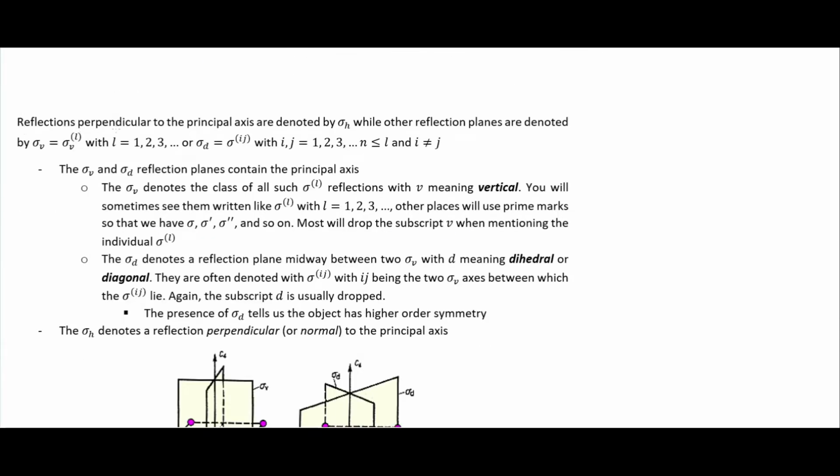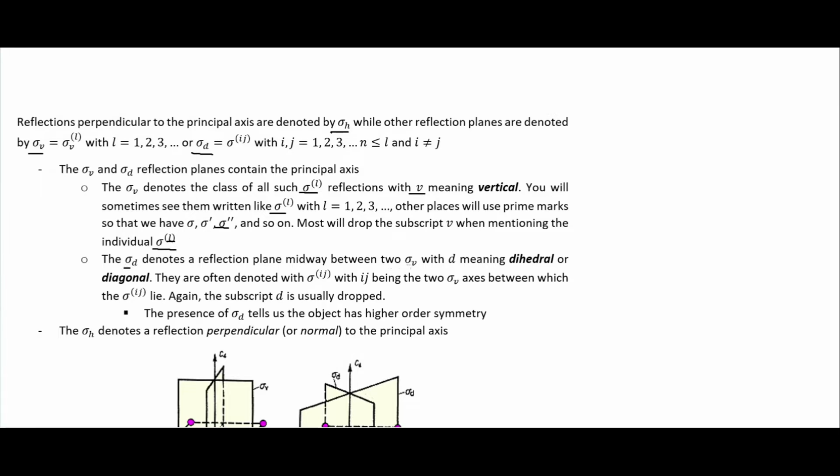So reflections perpendicular to the principal axis are denoted with the sigma h. All the other reflection planes are denoted with a sigma v or a sigma d. So the sigma v and d reflection planes contain the principal axis. So the sigma v denotes the class of the sigma L, with the v meaning vertical. And so you'll sometimes see it written with an L, or with numbers in a superscript in parentheses there. Sometimes you'll see it with primes, and usually when you see it with the actual primes or the explicit numbers up there, they will drop the v for it, and you'll just know from context that it has that single number up there or a prime of some order, and that just tells you that it's v.